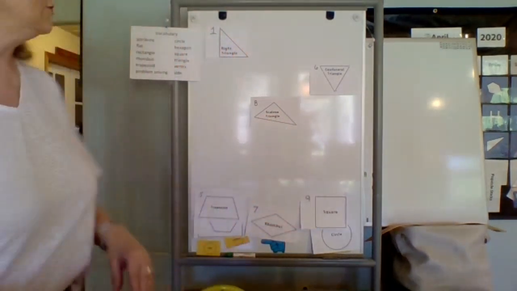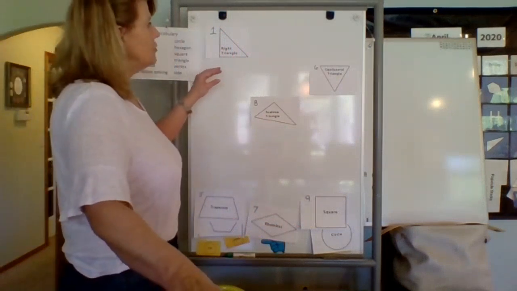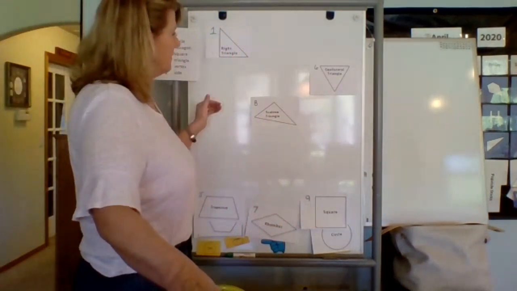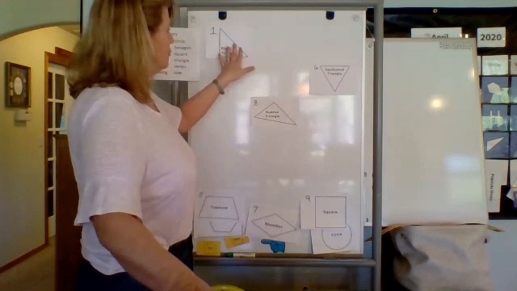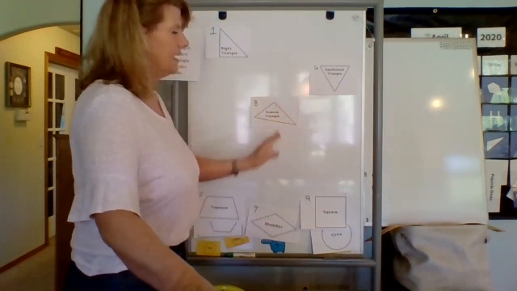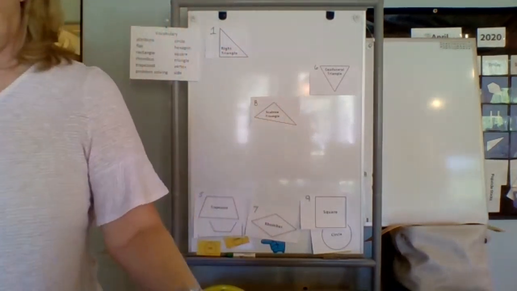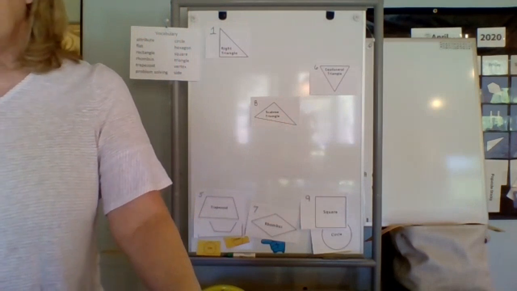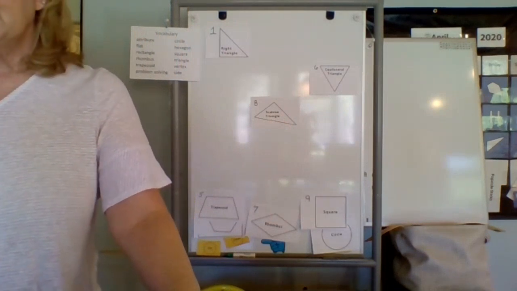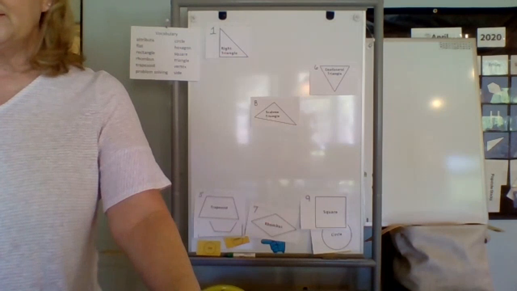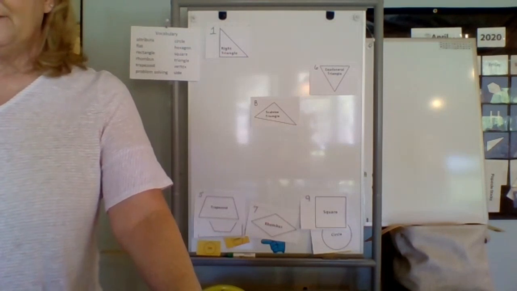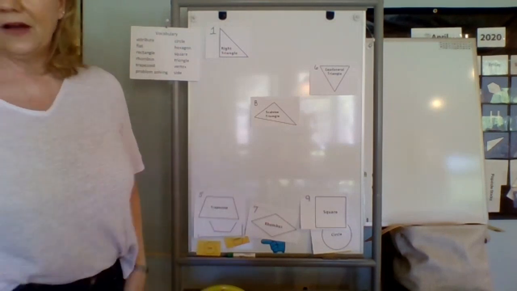Okay, so we're down to, you should have crossed off 2, 3, 4, 5, 7, and 9. You should only have 1, 6, and 8 left on your board. The final clue is the sides on my shape are all the same length. Can anyone guess my shape?